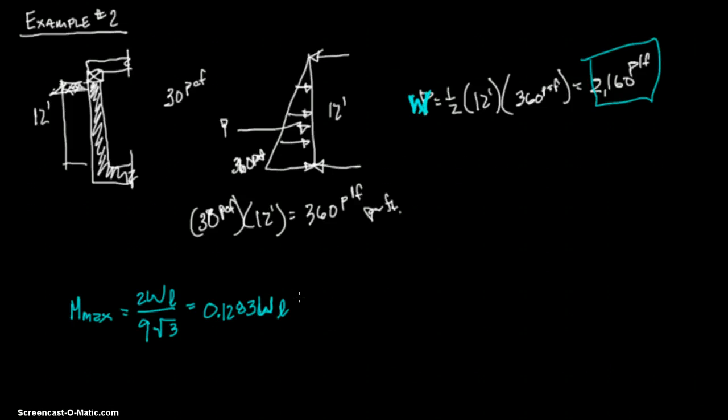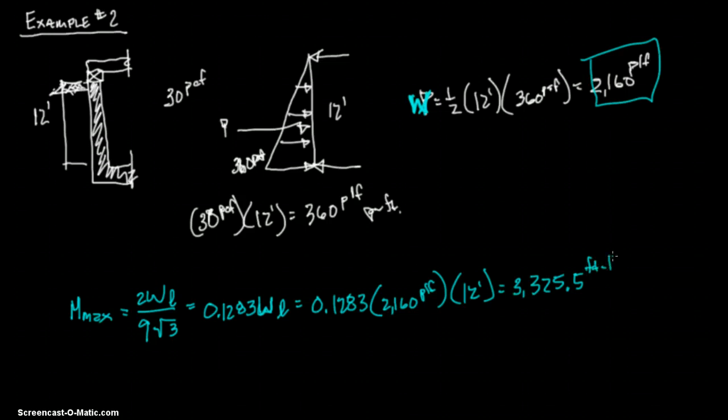Alright, so we go in there and let's solve. 0.1283 W, where W is 2,160 PLF times 12 foot, so 0.1283 times 2160 times 12 equals 3,325.5 foot-pounds. And let's check it, and that is also what they got.